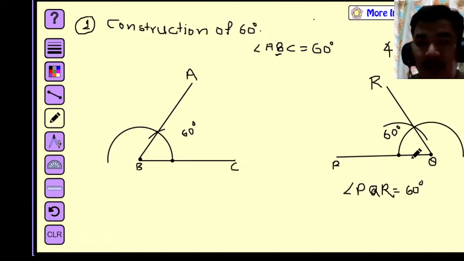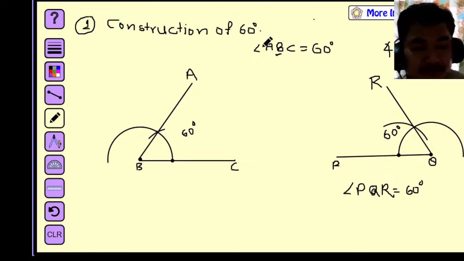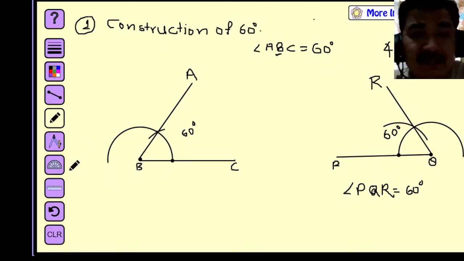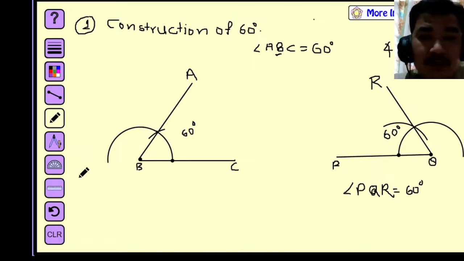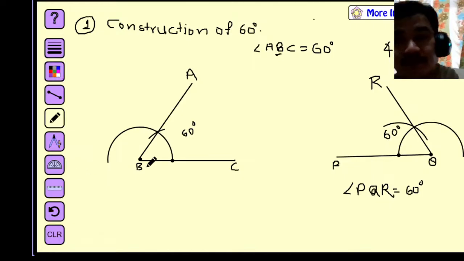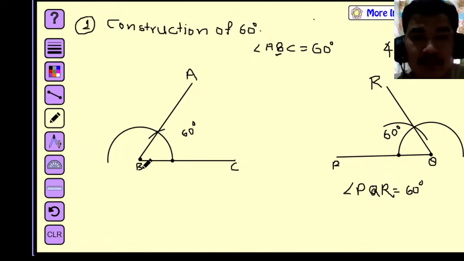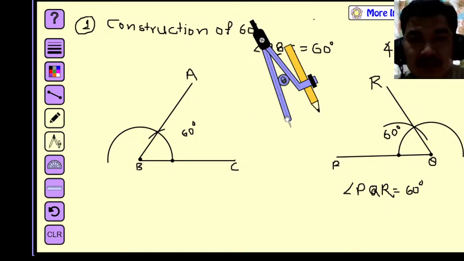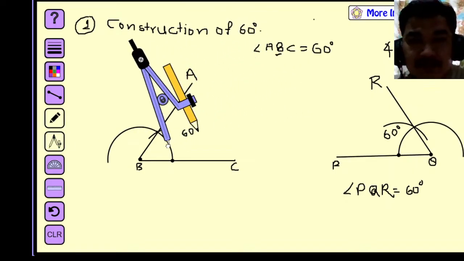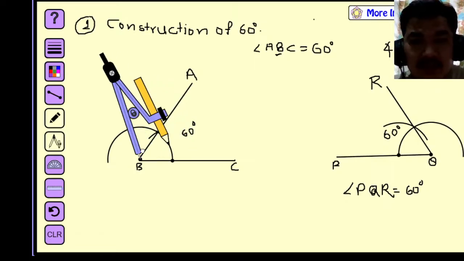Look here, children. Now I'm going to show you the next angle, that is 30 degrees. First of all, draw 60 for the 30. And after that, look here: this arc length must be the same. This arc length is the same, yes.